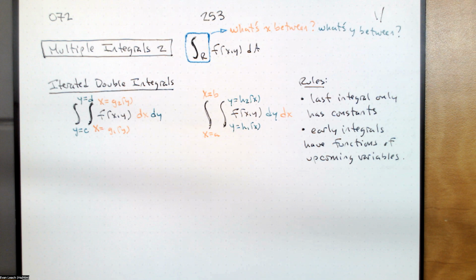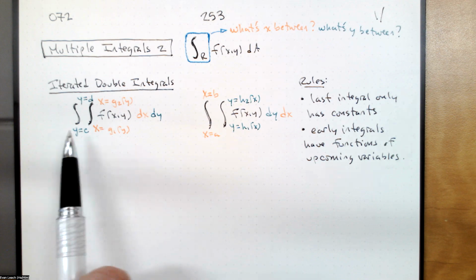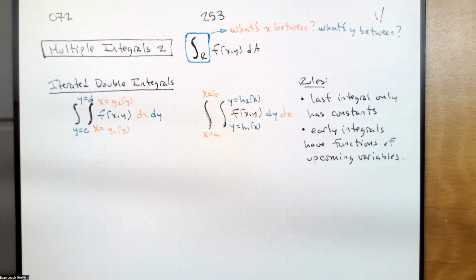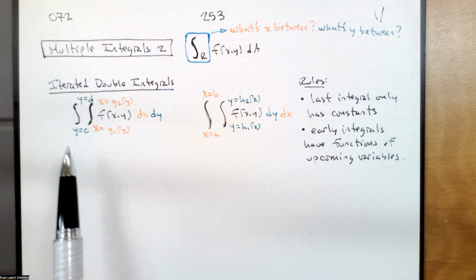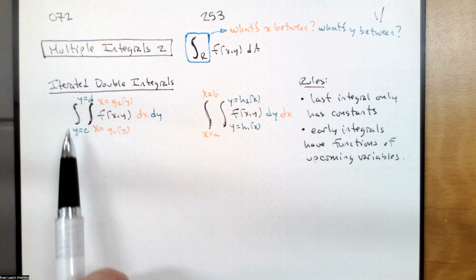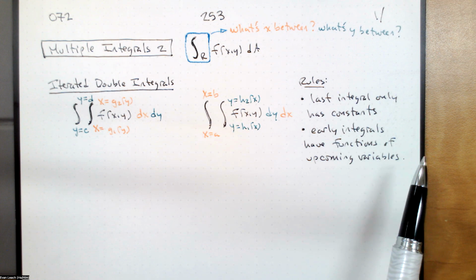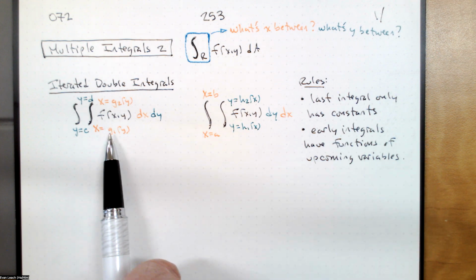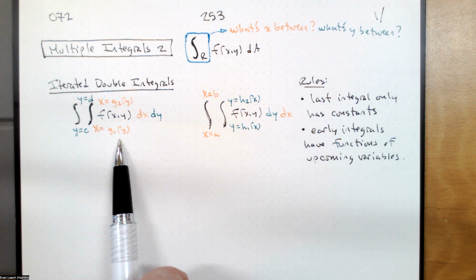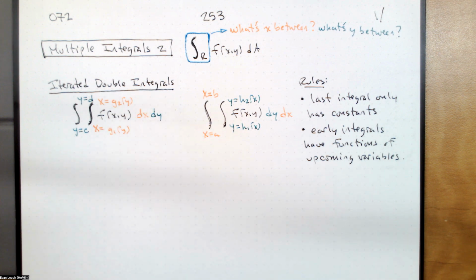To reiterate what we mean, when I say the last integral, if I have a dx dy integral, dy is the last integral. Sometimes I'm going to say the outside integral or the outer integral, because it's the one on the outside. Whichever way I phrase it, the last integral that you go through has to have constants. So y goes from c to d. But early integrals can have functions of upcoming variables. So my x integral can go from a function of y to another function of y.